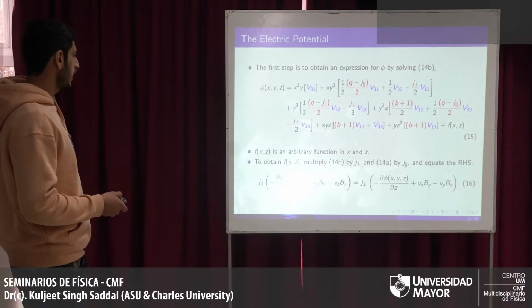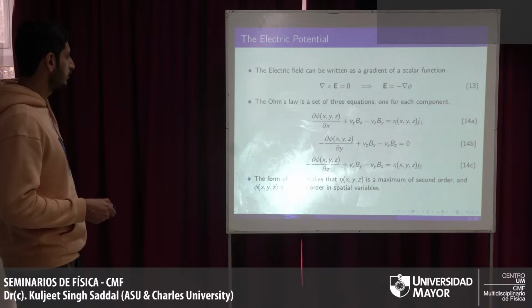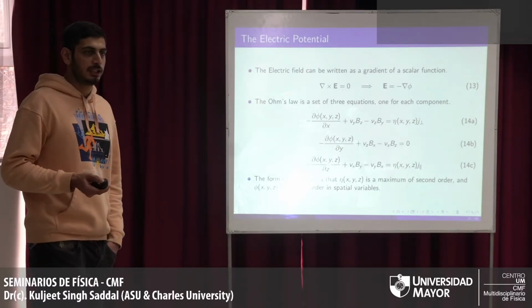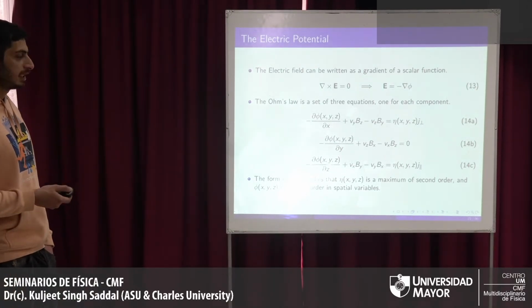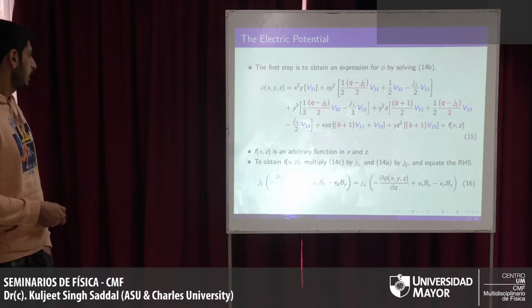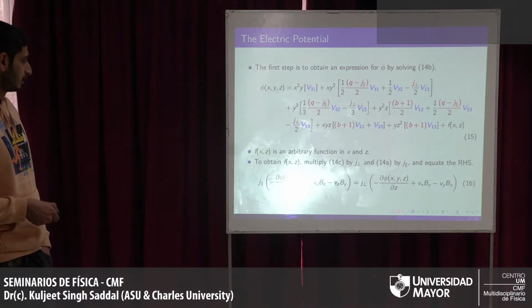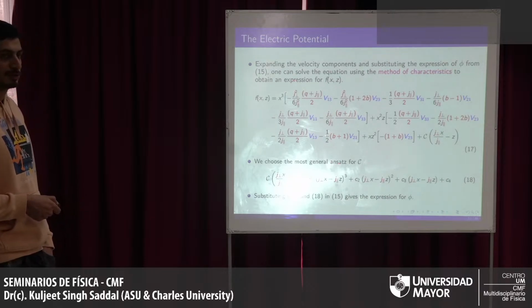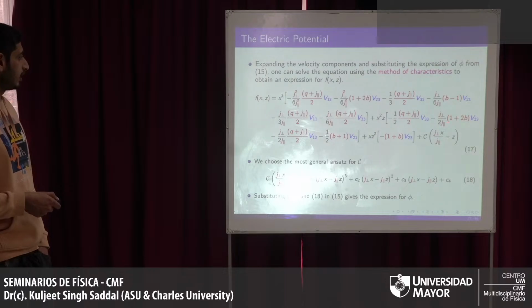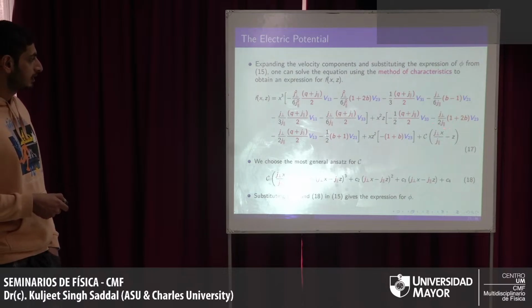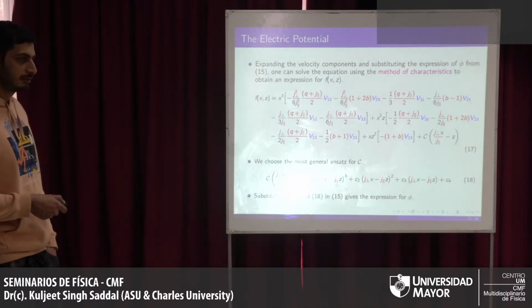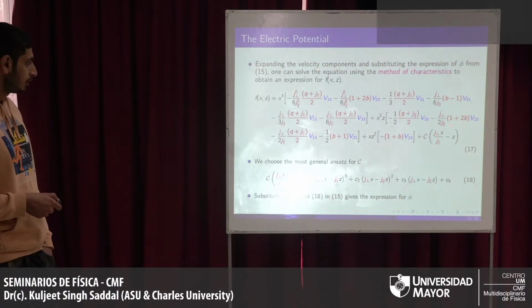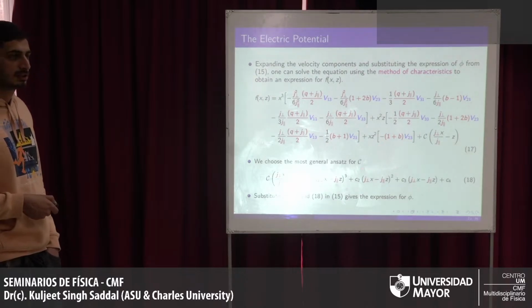So to do that, we again get back to Ohm's law. We see that we can multiply 14a by j parallel, we can multiply 14c by j perpendicular, and the right hand side becomes equal. We can equate the right hand sides, hence the left hand sides, and what we end up getting is this equation. So this equation can be directly solved in Mathematica, for example. And you get this expression for f of x comma z, where c now is an arbitrary function in j perpendicular x minus j parallel z, and we don't know how to deal with this, so we choose the most general ansatz for c.